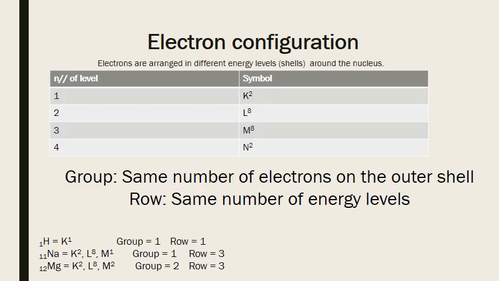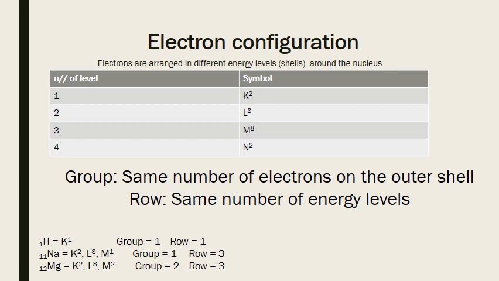We then looked at electron configuration. So electrons are not randomly distributed, they actually are arranged in different energy levels or shells around the nucleus. First level has the symbol K and it can fit 2 electrons. Second level has the symbol L and it can fit 8 electrons. The third level has the symbol M and it can fit another 8 electrons. And the fourth level has the symbol N and it can fit 2 electrons.